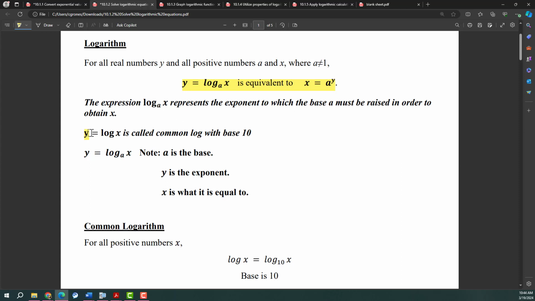Whenever you see y equals log x, it is a common log and it has a base of 10. Here they give us a base, so a is our base. y is going to be your exponent, and x is what it equals.